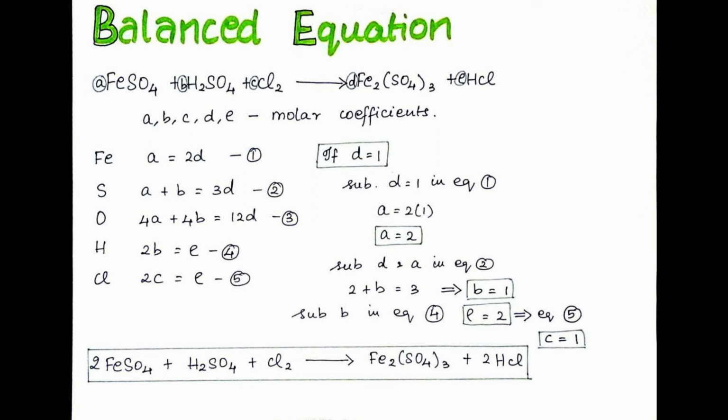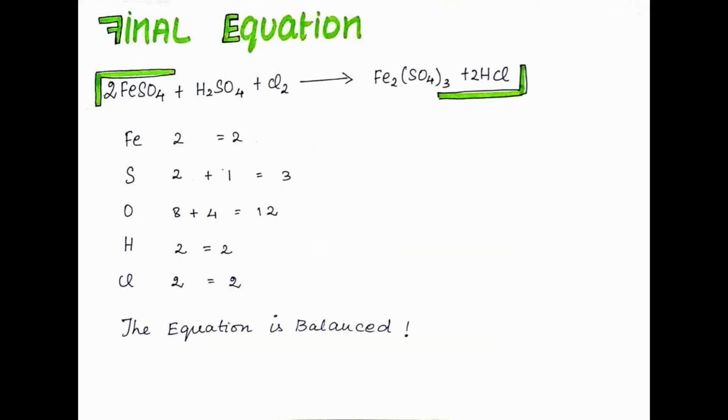Substitute these molar coefficients in the equation. So we will get finally 2FeSO4 plus H2SO4 plus Cl2 gives Fe2(SO4)3 plus 2HCl. Now the final equation: 2FeSO4 plus H2SO4 plus Cl2 gives Fe2(SO4)3 plus 2HCl.